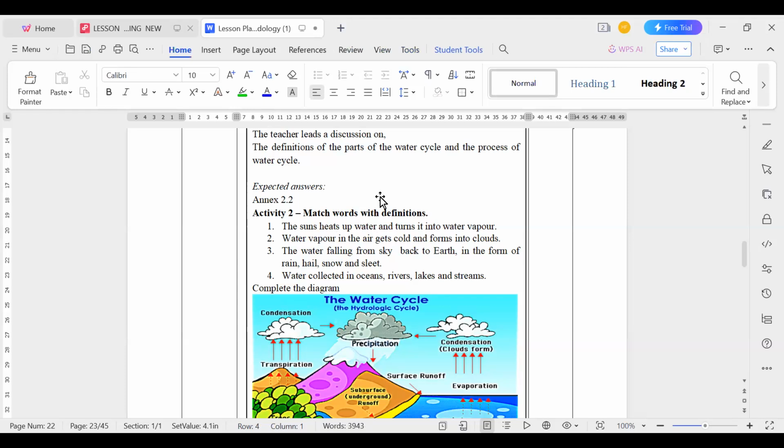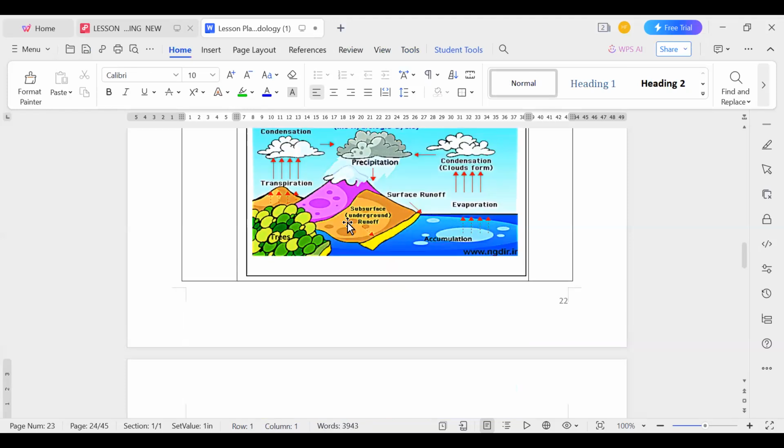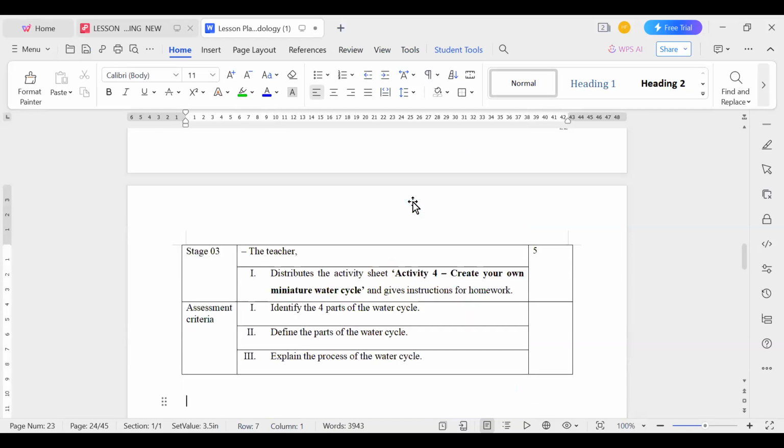Complete the diagram with the missing information. Once completed, this is what it looks like. But you have to give the task sheet where the words are missing, right? And then the next step is actually exploration. The teacher distributes the activity sheet, activity 4, create your own miniature water cycle, and gives instruction for homework.